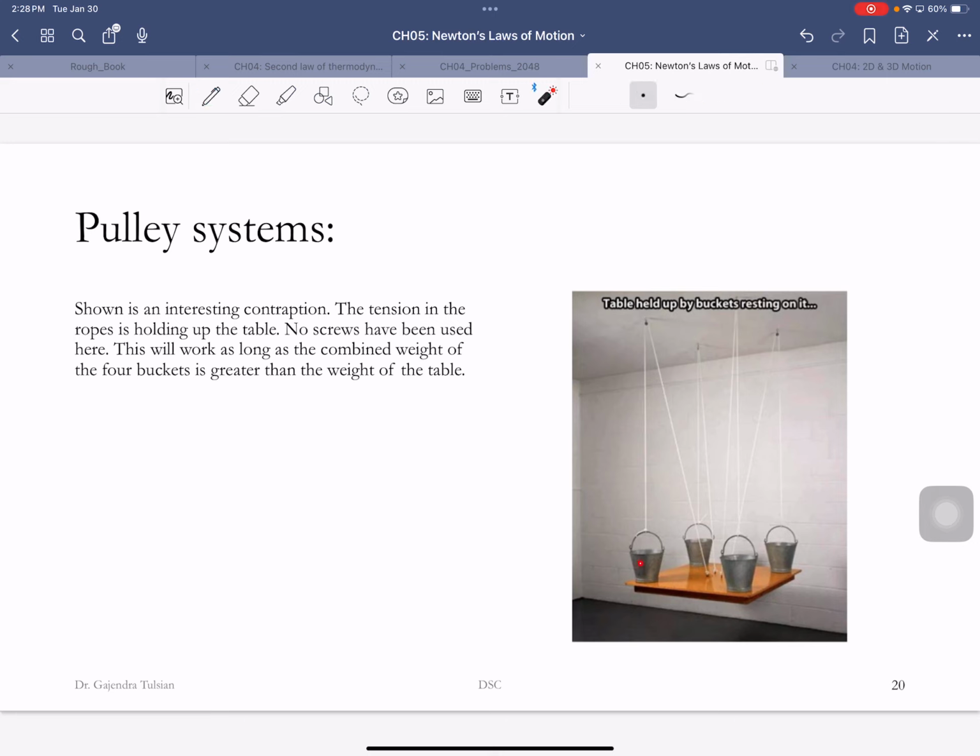So here's a very interesting thing you can build with this idea. So here are 4 buckets. If those guys are heavier, then the table will want to go up. So the tension in the string is pulling it up, and you don't have to nail them down. In fact, if you want to sit on that, you can sit on that. You just have to make sure that the sand in this thing weighs more than you and the table. And you can sit on that.